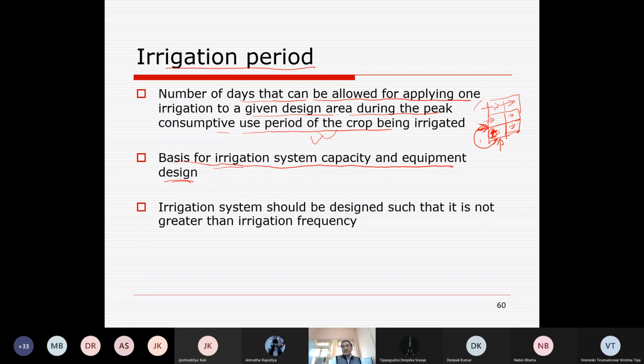So the irrigation system should be designed such that it is not greater than the irrigation frequency. It should not be like you are covering in 2 days and the rest 10 days it is idle. So the system should be designed in such a way that it is working with its full efficiency. So that is the concept of irrigation period design after irrigation frequency.